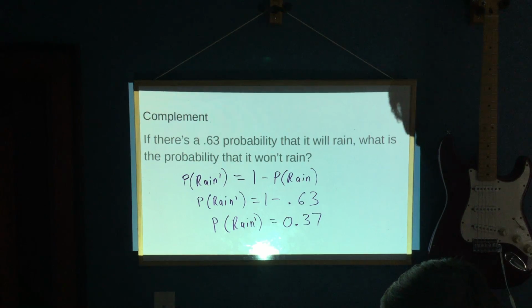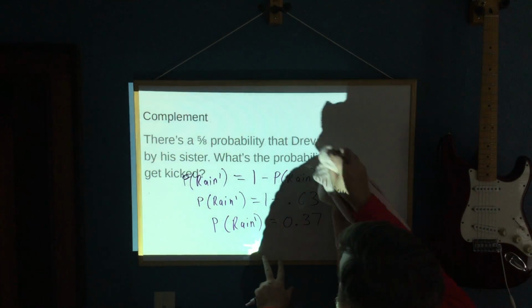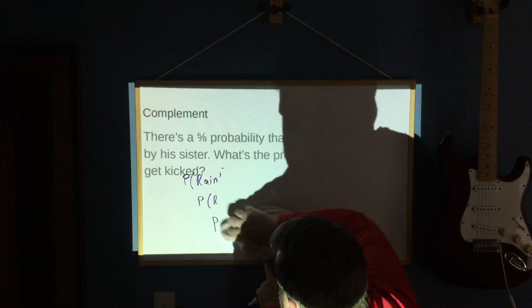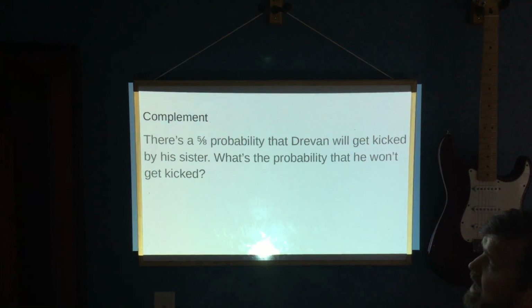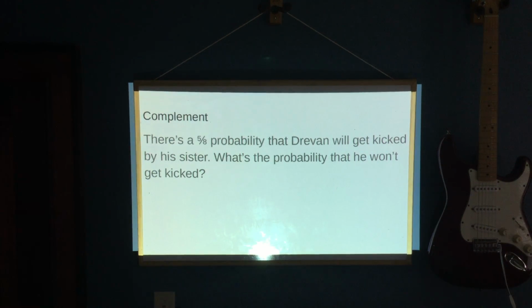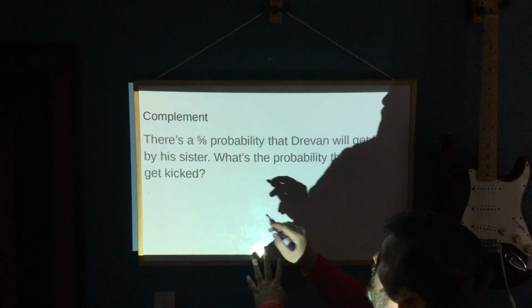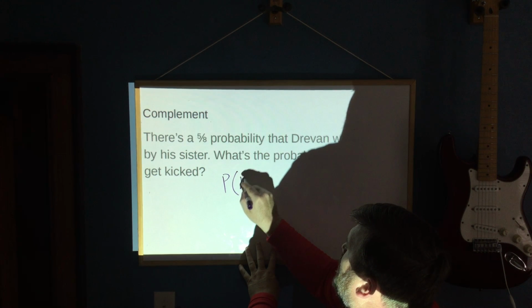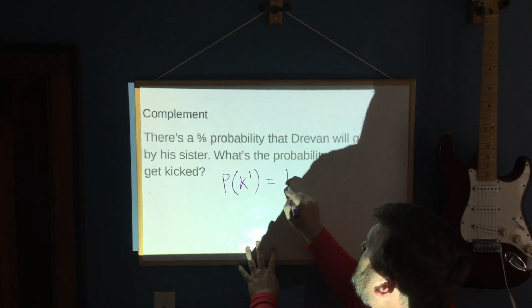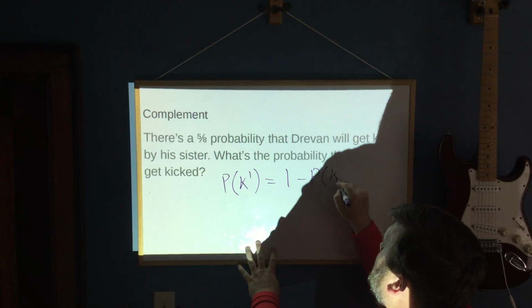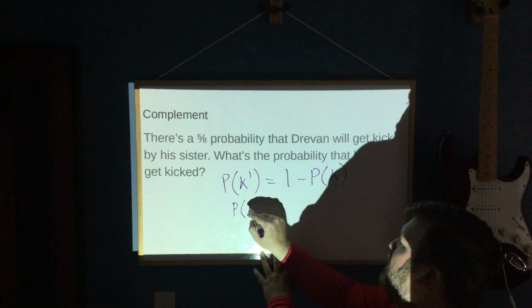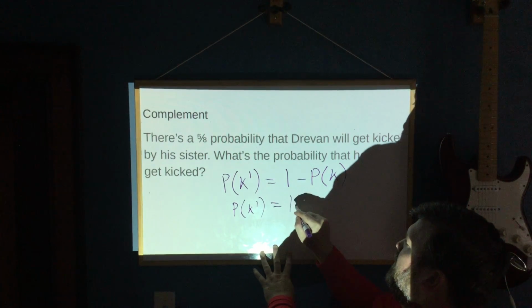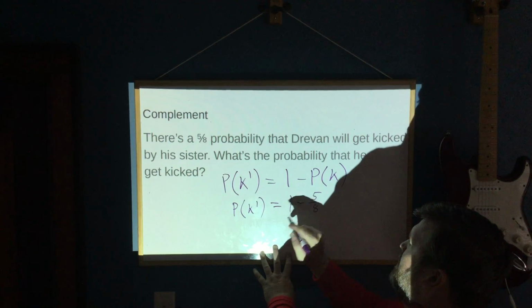We've got one more. It says there's a 5/8 probability that Drevin will get kicked by his sister. What's the probability he won't get kicked? The probability that he won't, or the complement of getting kicked, is going to be 1 minus the probability that he does get kicked, so 1 minus 5/8.